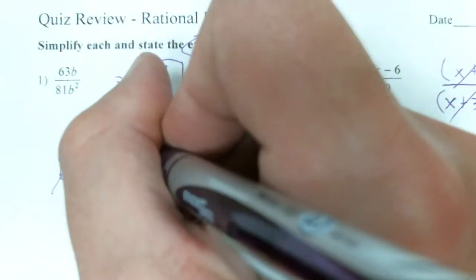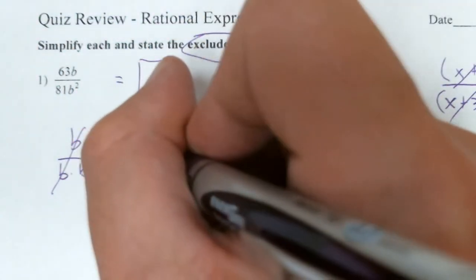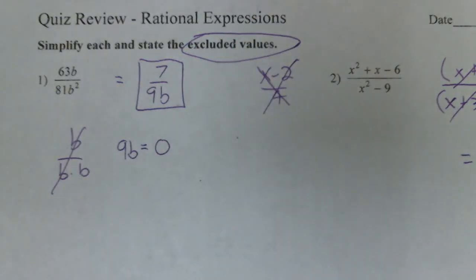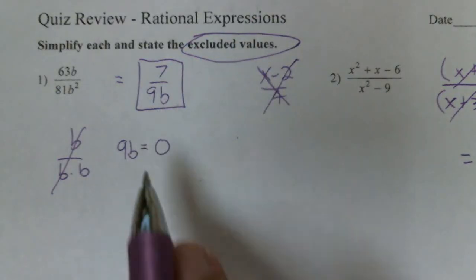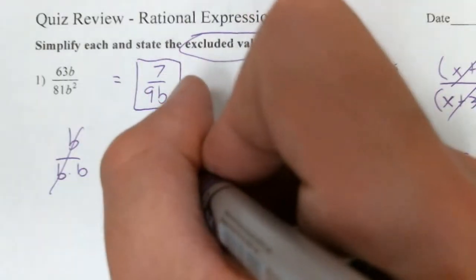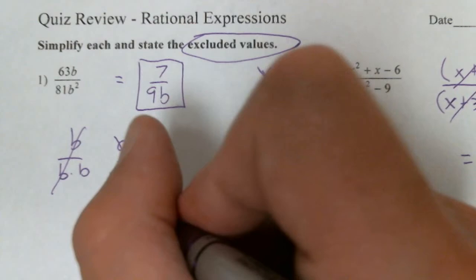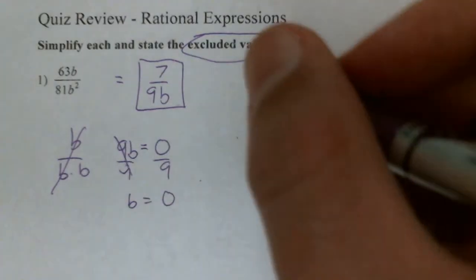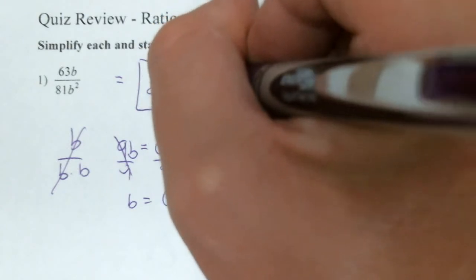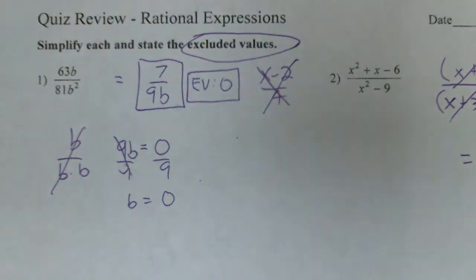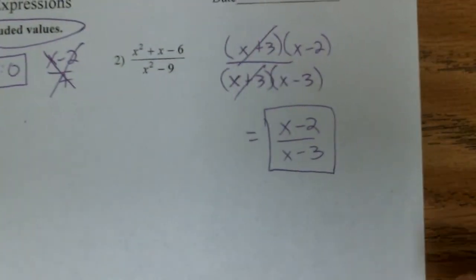Another way to think about it, if you're struggling with the excluded value concept, I want you to think about literally setting the denominator equal to 0. What does b have to be to make it 0? Well, if I get b by itself, divide both sides by 9, the 9's cancel, and b is 0 over 9, which is 0. Okay, and so just like we said, the EV, excluded value, is going to be 0 for this question. Okay, let's go back over here.